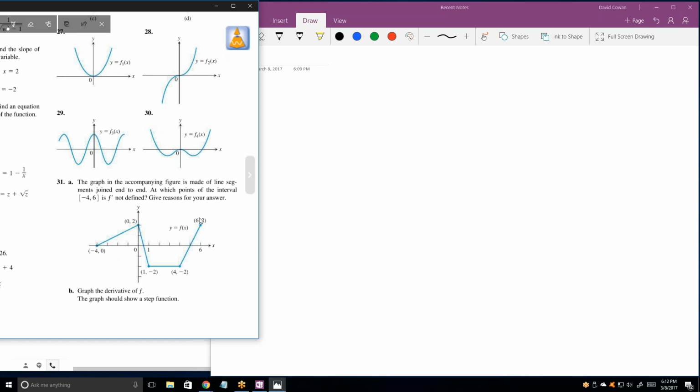Except the first and the last. Those aren't really corners. That's just an endpoint. Okay? But there's 3 corners. There's x equals 0, there's x equals 1, and there's x equals 4, where the first derivative is not defined. And it says give reasons for your answer because it's a corner or a cusp.